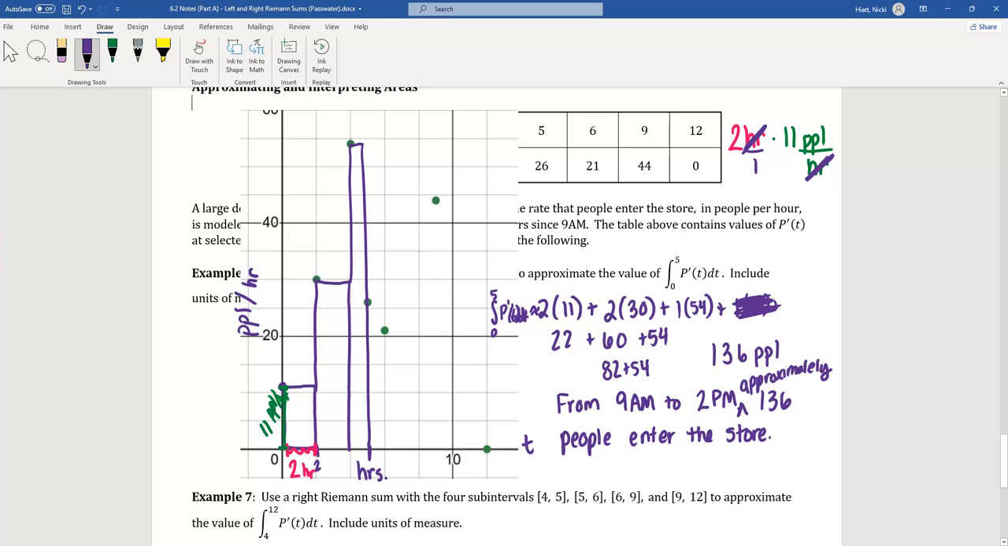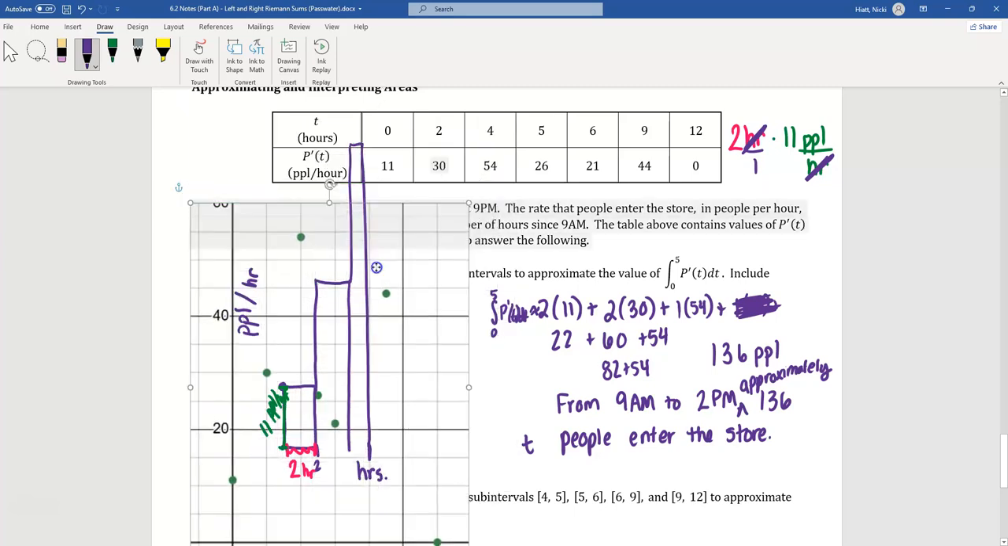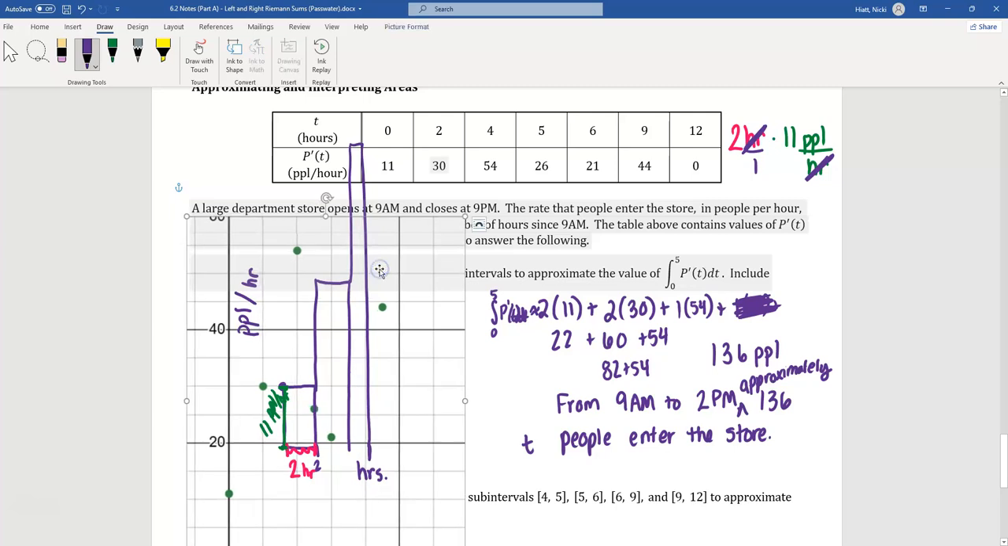Okay, 7 asks you to do the right Riemann sum with 4 subintervals from 4 to 5, 5 to 6, 6 to 9, and 9 to 12, still using the same table from above. Okay, so I'm going to erase what I had over here. I'm going to reuse that graph.